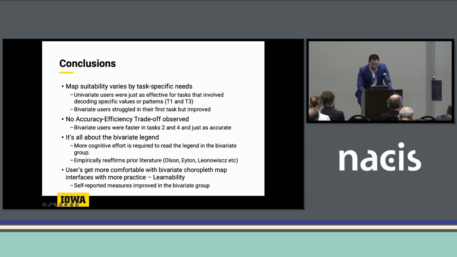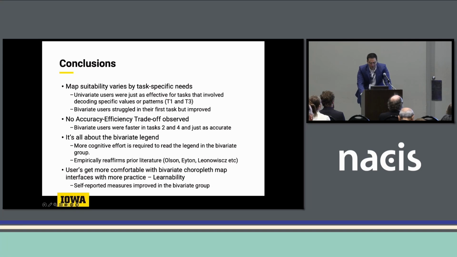So, what did we learn? Juxtaposed univariate Choropleth maps were just as effective for tasks that involved decoding specific values or patterns directly from the map, so tasks 1 and 3, noting a similar accuracy and efficiency to the bivariate group. So for these experiments, map suitability really varied by the intended task. However, in our anomaly detection and value comparison tasks, bivariate users were much faster and just as accurate.